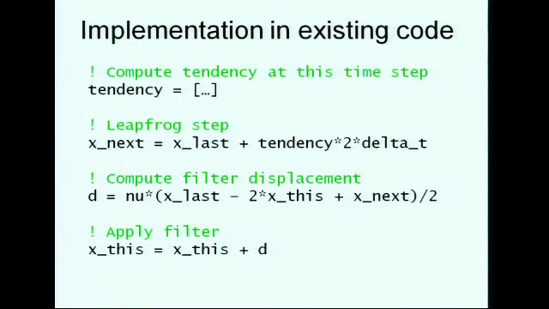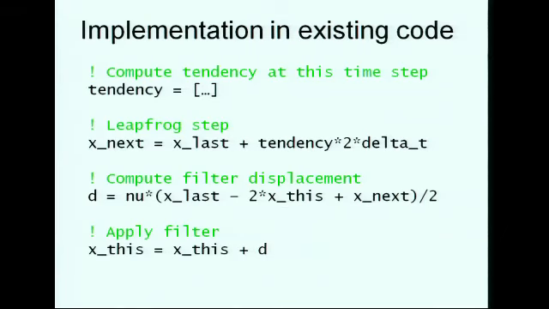This modification is of course trivial to implement in an existing code. So here's some existing code that's imagined to be within a time-stepping loop in your model. Of course you compute the tendency, which is not this easy, if only it were. But anyway, you compute a tendency and then you do your leapfrog step using that tendency to compute the next state from the last state. Then you compute the filter displacement and then you apply the filter. That's what's done in most contemporary weather and climate models, either of the atmosphere or the ocean.